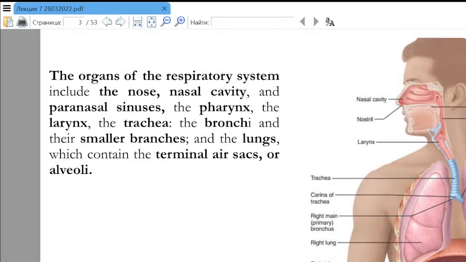The organs of the respiratory system include the nose, nasal cavity, and paranasal sinuses, the pharynx, the larynx, the trachea, the bronchi and their smaller bronchioles, and the lungs, which contain the terminal air sacs or alveoli. Now do you see the organs of the respiratory system?